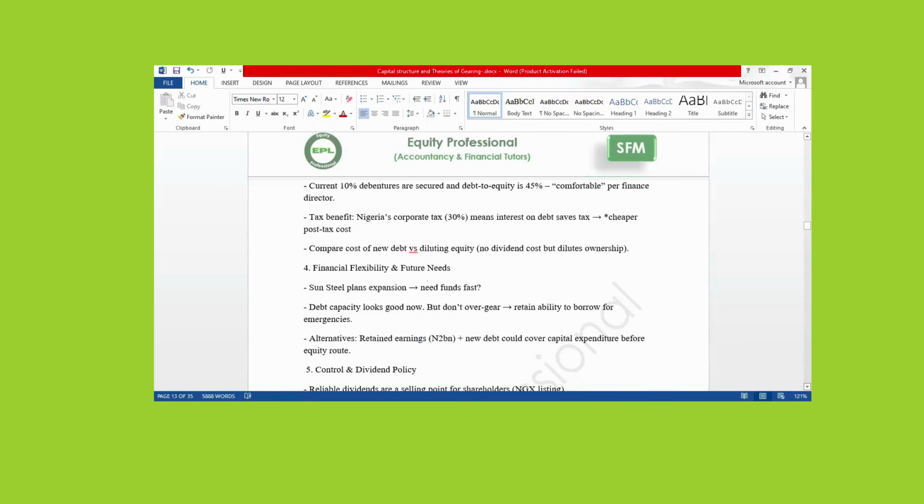Currently, the debt capacity looks good. The level of debt, 5 billion. Total equity fund, 10 billion. The level of debt capacity still looks good. But the company must avoid over-gearing. The company must avoid excessive borrowing. Why? The company needs to retain ability to borrow for emergencies.